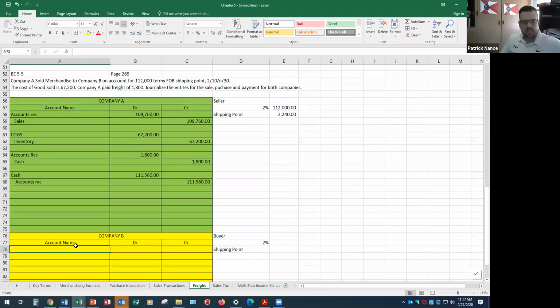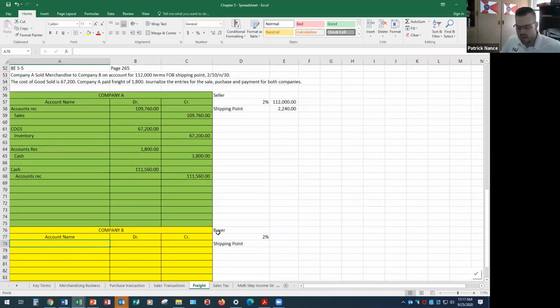All right, Company B, so same scenario, but now we are the buyer. The buyer records the inventory, since it's their responsibility, at the discounted amount, and we already did the math so I don't need to do it twice. So they took 112,000 minus the 2,240. They also need to tack on the freight. So effectively, it's the same number. This 111,560 is what this company would record for the inventory and accounts payable.